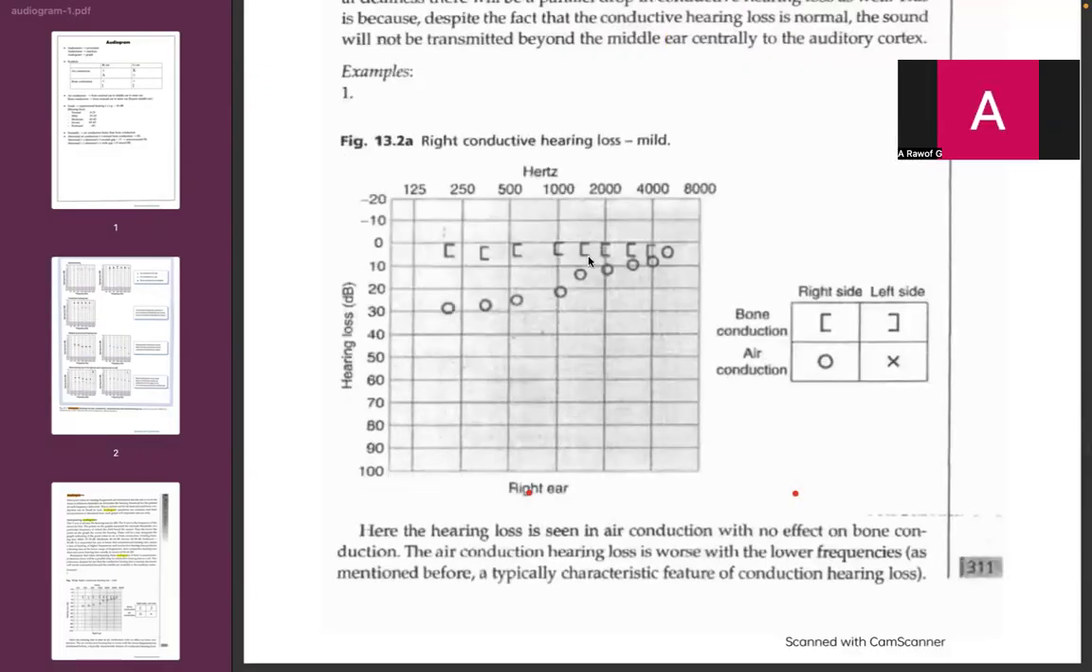Right conductive hearing loss. You can see that here the bone conduction is below 20, and there is mild conductive hearing loss for the lower frequencies, as we said that conductive hearing loss will be there for lower frequencies. Here the hearing loss is seen in air conduction with no effect on bone conduction. The air conduction hearing loss is worse at lower frequencies, as mentioned before, a typically characteristic feature of conductive hearing loss.